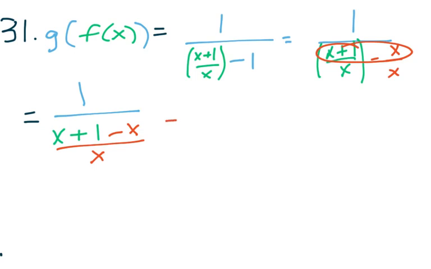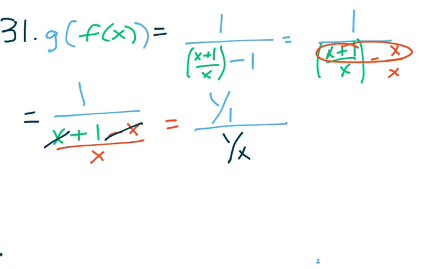Alright, then we get to do some fanciness, because notice that this 1 on top, I'm actually going to take the time to write that 1 as 1 over 1 divided by this denominator of x plus 1 minus x over x. Before I do that, I'm actually going to take a step back here and realize that x plus 1 minus x leaves us with a 1 over x.